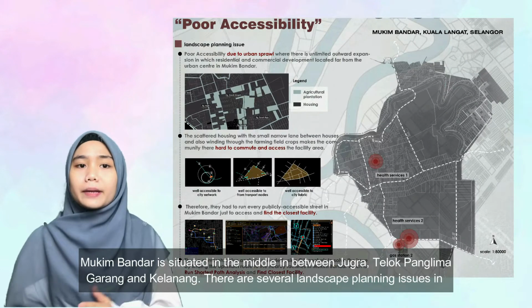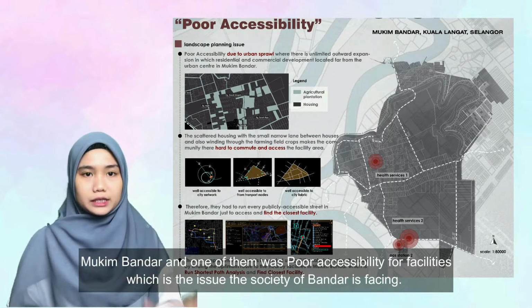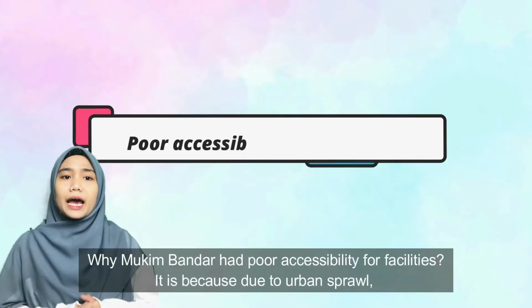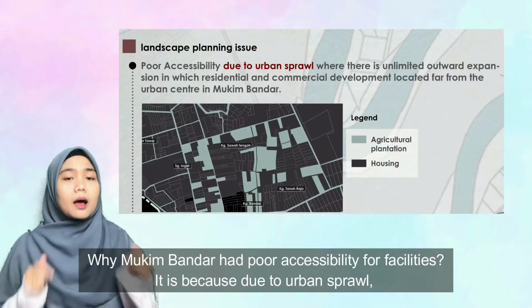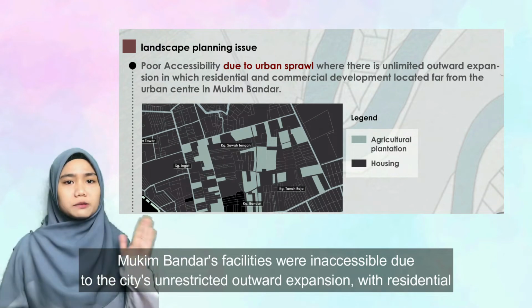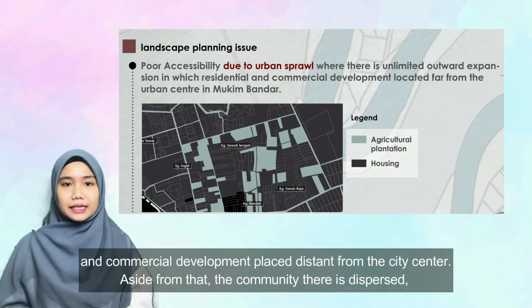There are several landscape planning issues in Mukim Bandar, and one of them is poor accessibility for facilities, which is the issue the society of Bandar is facing. Why does Mukim Bandar have poor accessibility for facilities? It is because of urban sprawl. Mukim Bandar facilities were inaccessible due to the city's unrestricted outward expansion, with residential and commercial development placed distant from the city centre.